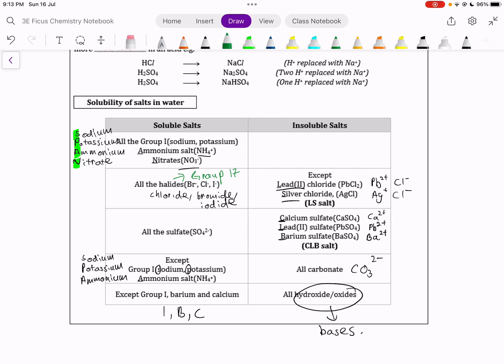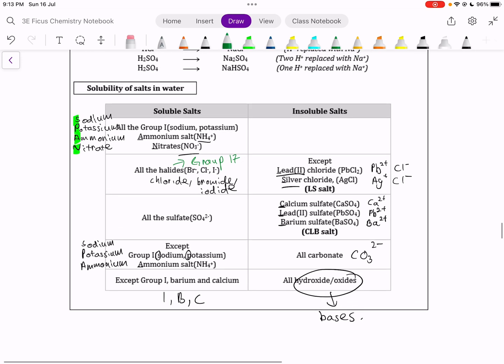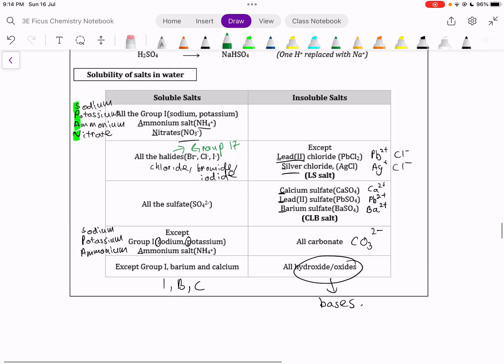Most of them are soluble except for the LS halides. That means your lead 2 and silver, not your lost eye, although I use it to remember this LS. Next thing, all sulfates are soluble. Insoluble ones include calcium, lead, as well as barium, so your CLB are the insoluble ones. Very coincidentally, all are 2 plus: Ca 2 plus, Pb 2 plus, Ba 2 plus.